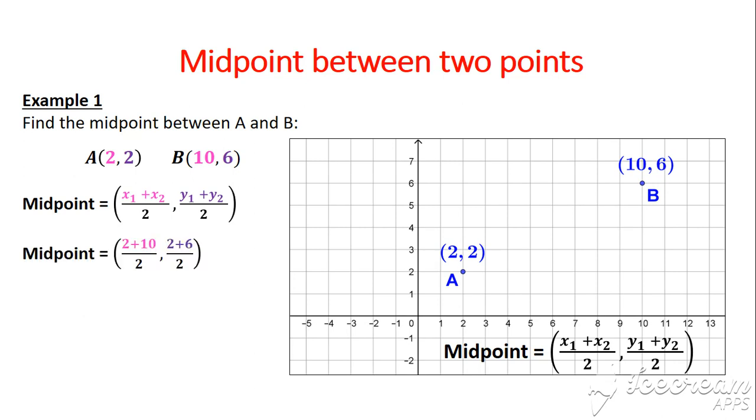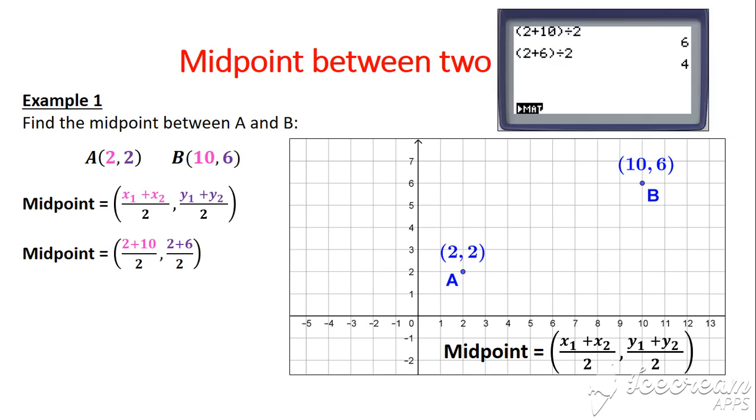So we're going to take the two x values, 2 plus 10, and divide that by 2, and the two y values, 2 plus 6, and divide that by 2. So working out 2 plus 10 divided by 2 makes 6, and 2 plus 6 divided by 2 makes 4. So we have a coordinate for the midpoint, which is 6, 4.